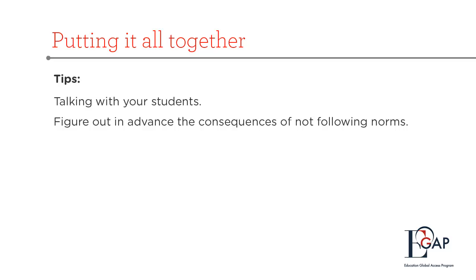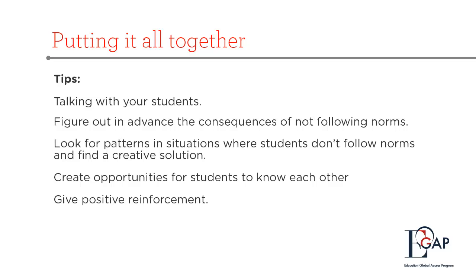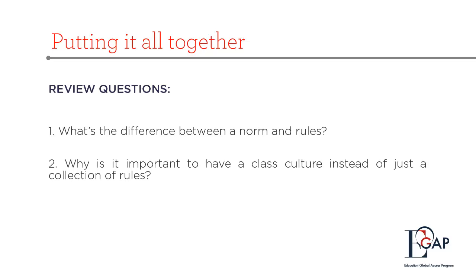Figure out in advance what will happen if your students go against the norms, and make sure you have the buy-in of all the students. Look for patterns in the kinds of situations where you see students working against the norms, and find creative and positive ways to stop the problem before it starts. Create opportunities for students to get to know each other and participate in a wide range of conversations. Praise your students for interacting in collaborative ways, and finally, make sure you embody and always show the kinds of behaviors you want to see your students showing in the classroom. Now is a good time for you to answer the questions you were asked at the beginning of the video.